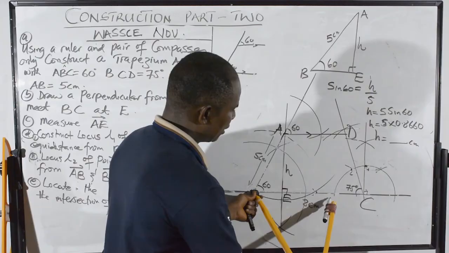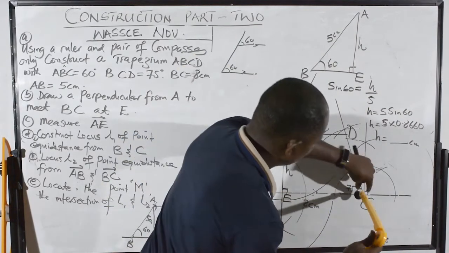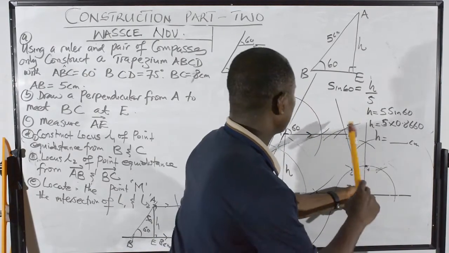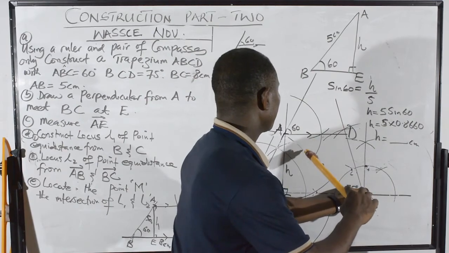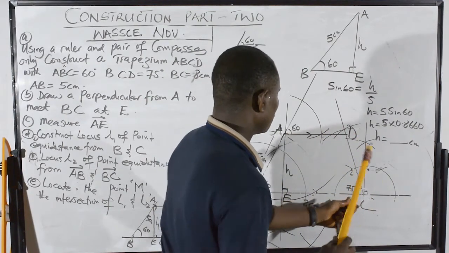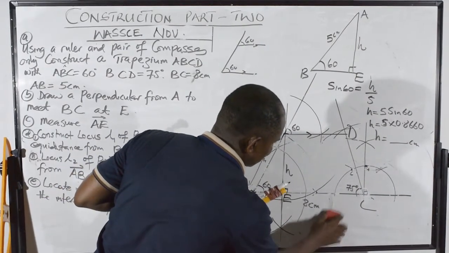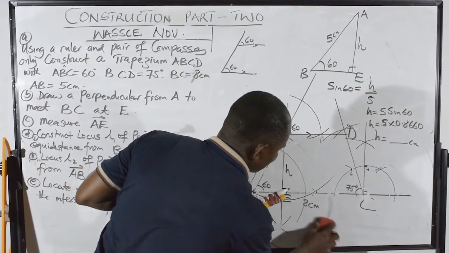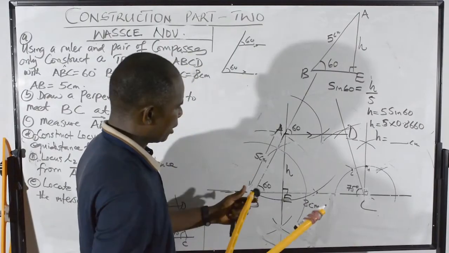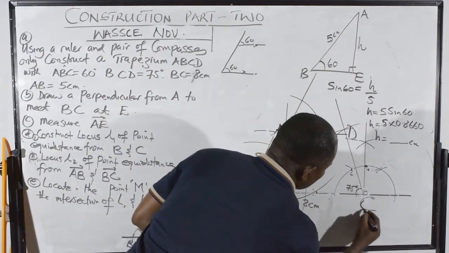I move there and strike that arc there. Then with the same radius, I strike the same arc there. Then if you want, you can go right up there. But I don't want too many arcs, so I can still reduce this distance a little bit because of space. Okay, so I'm using the locus of point equidistant from B and C.